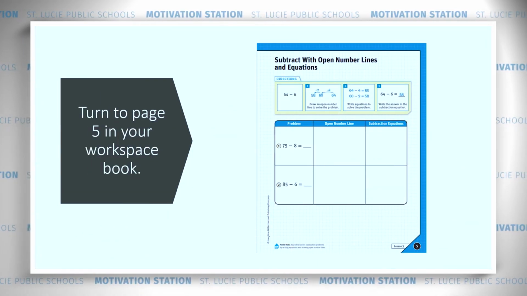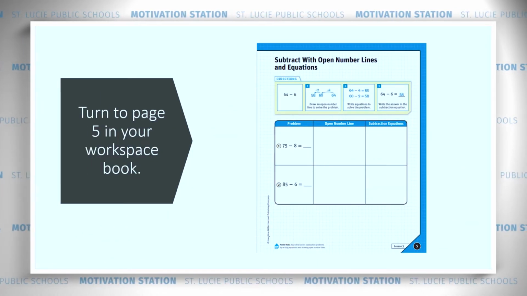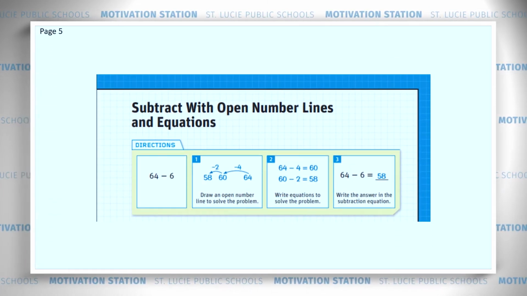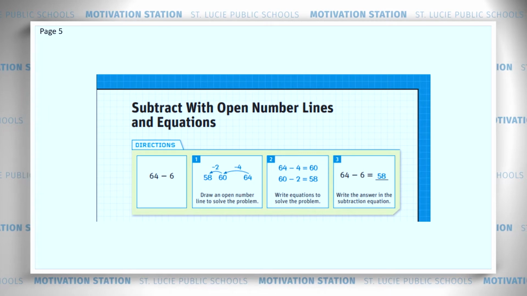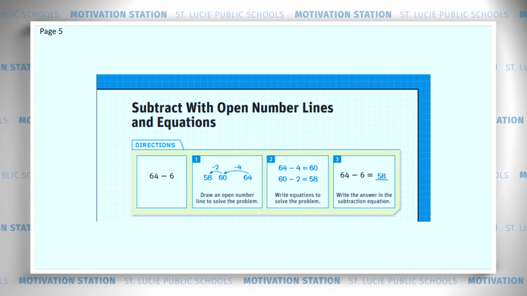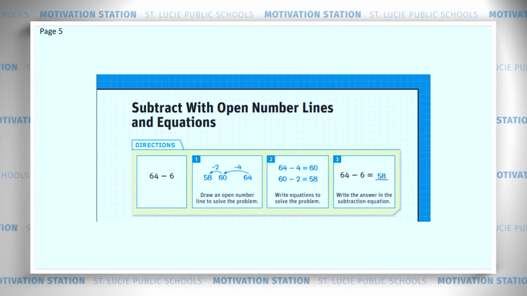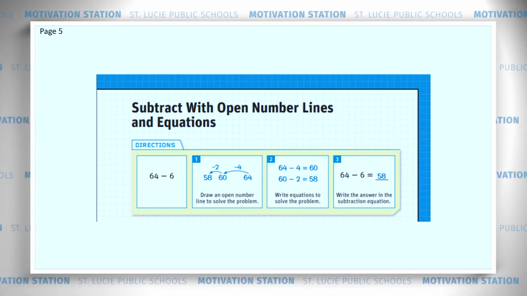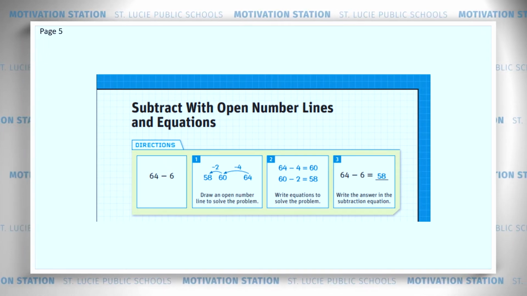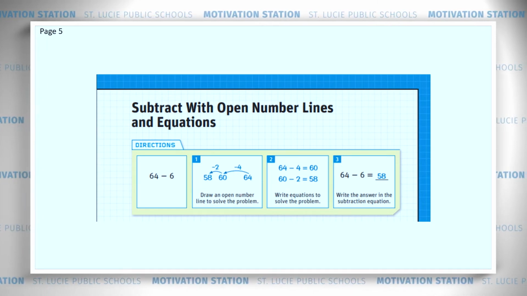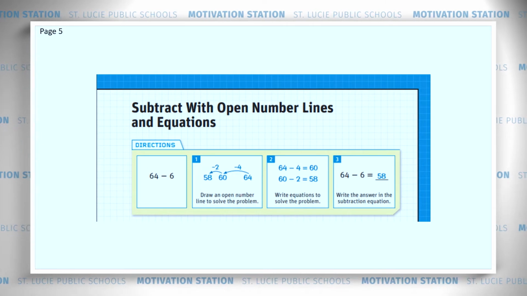Turn to page 5 in your workspace book. We are going to look at the directions for page 5. The directions say, draw an open number line to solve the problem, write equations to solve the problem, write the answer in the subtraction equation. We're going to practice this on this page together. Have your pencil ready.